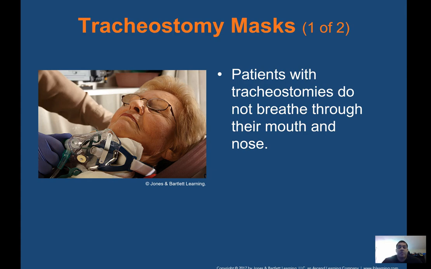Tracheostomy mask. Patients with tracheostomies do not breathe through their mouth and nose. So they're going to have a hole in their throat, a hole in their trachea basically, and that's where they breathe through. So if patient has low O2 saturations, you give them a non-rebreather right over the mask. Or if they're having respiratory failure, respiratory arrest, you could take the mask off the BVM and it'll attach right onto there, and you could bag them through the trachea.